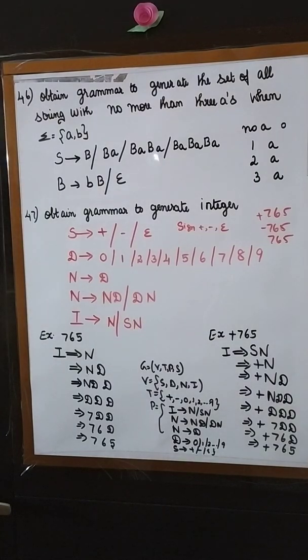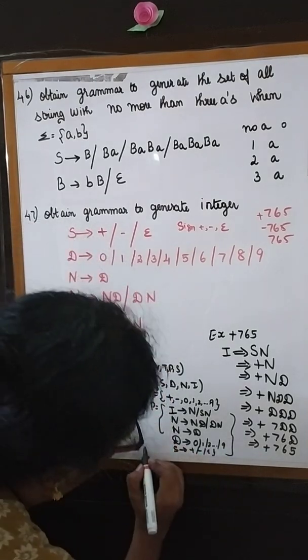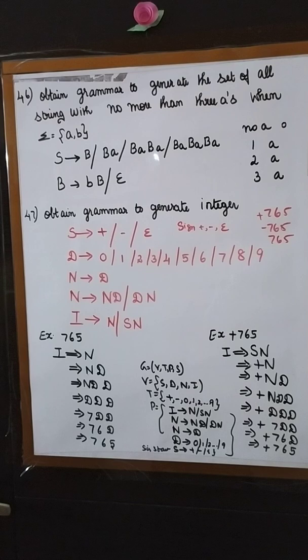Okay, which is my start symbol here? Always S is going to be my start symbol. S is my start symbol. This is how you have to write the grammar.